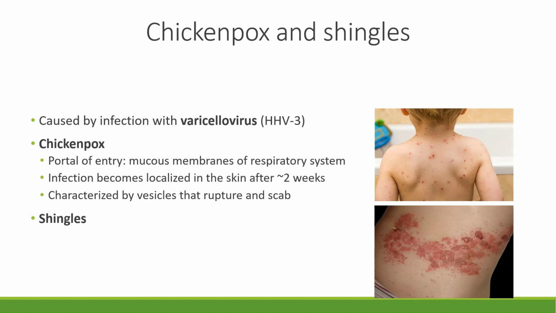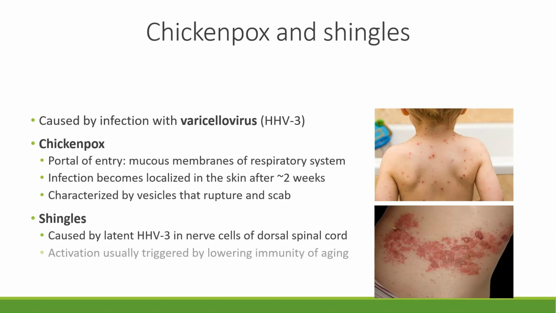But when your immune system weakens, often due to aging or stress, things like that, it can be reactivated as shingles. And this time, instead of a full body rash, it usually follows the dorsal spine nerves around the waist, as you can see here along the waist, and usually on one side.